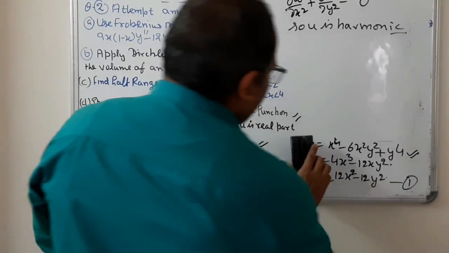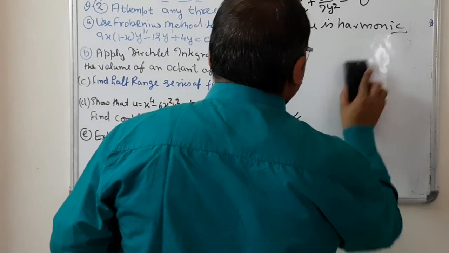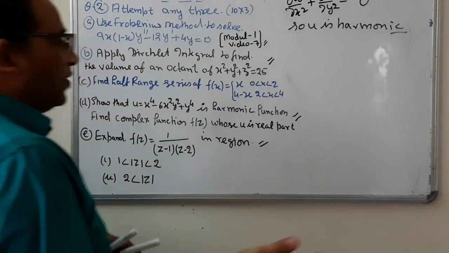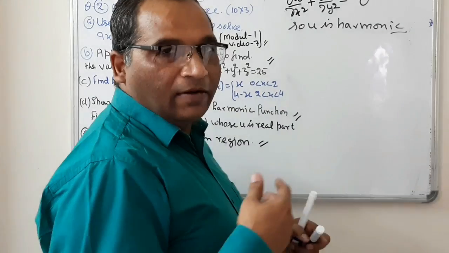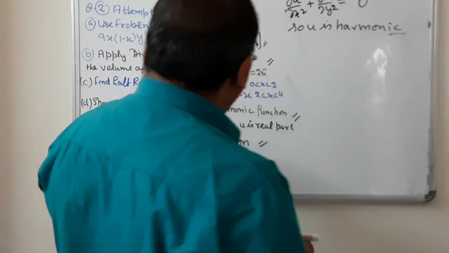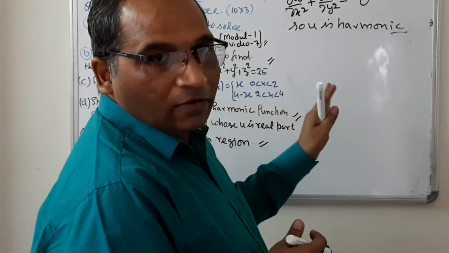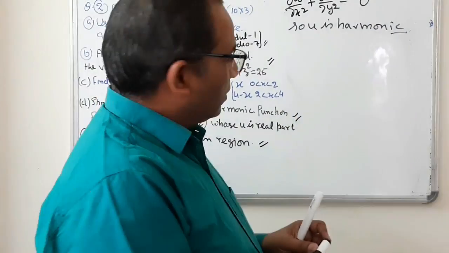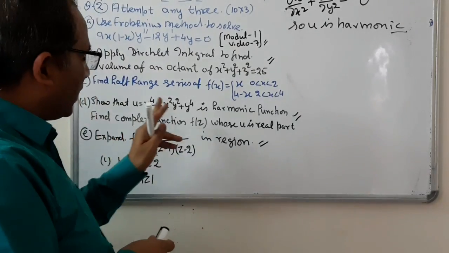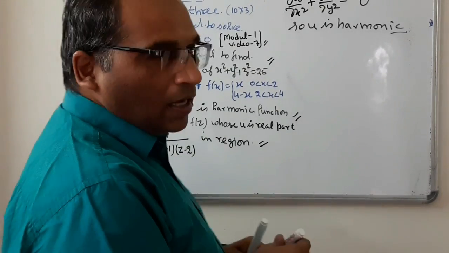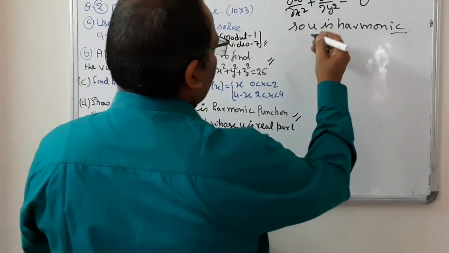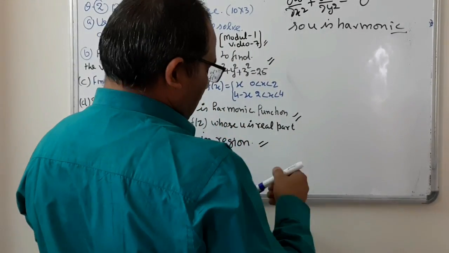And we know that there are two types of questions. If u is given, we have to find v, and if v is given, then we have to find u. If u or v is asked, then we will use the harmonic conjugate. And if asked to find f(z), in that case we use the Milne-Thomson's method. So here we use the Milne-Thomson's method.